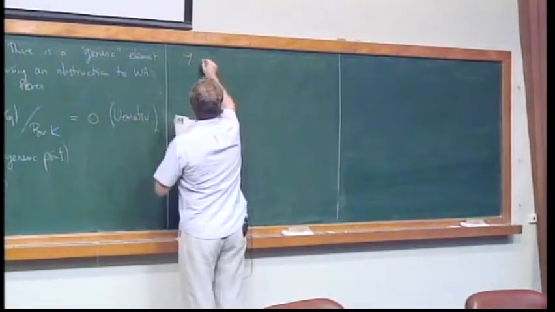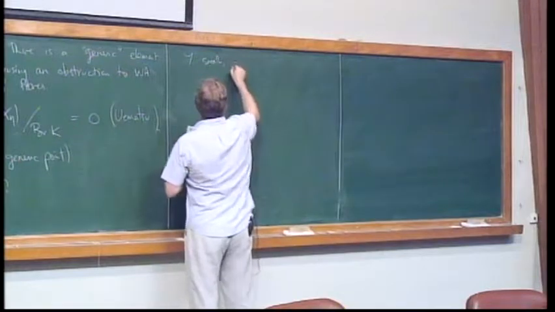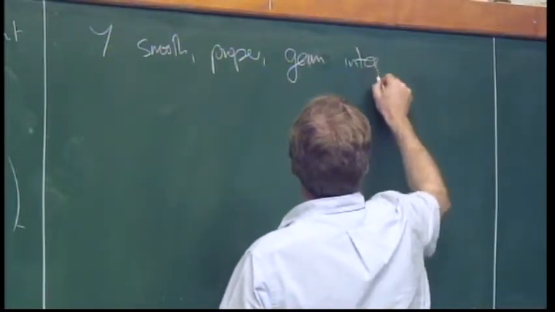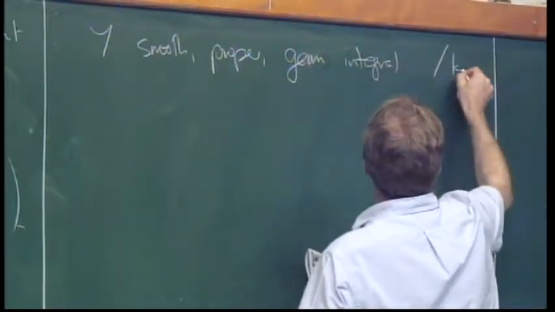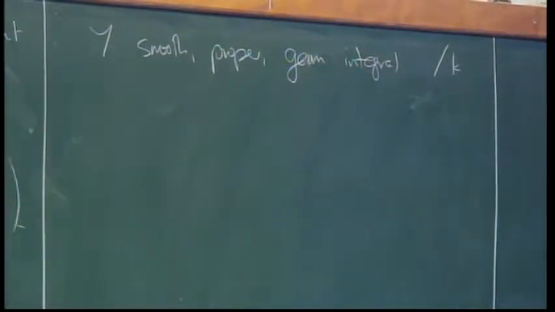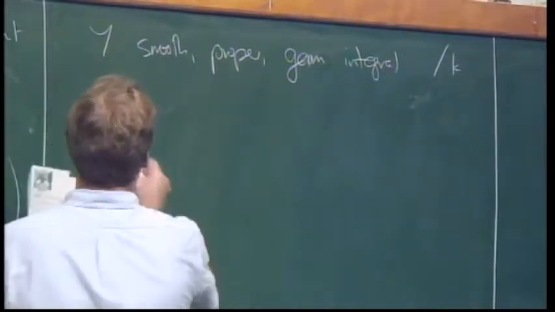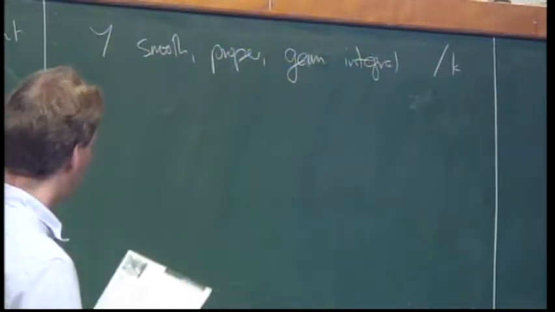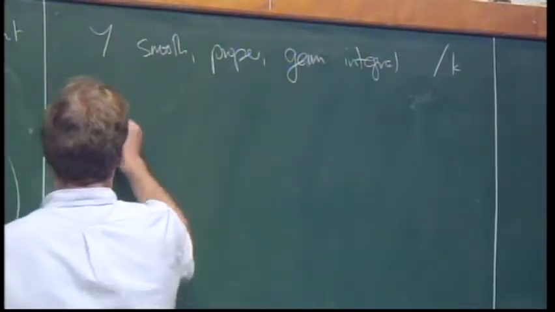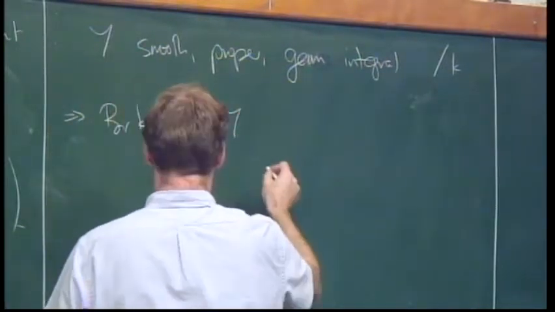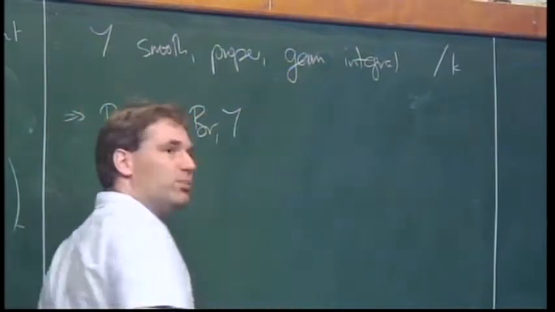So if Y is, say, a smooth, proper, geometrically integral variety over K, a number field, well, okay, over K. It might temporarily not be a number field, but let's see what happens. Then there's a spectral sequence which comes from the Hochschild-Serre spectral sequence, which says that you have the natural map from Br K to Br Y. I'm going to put Br_1 Y.